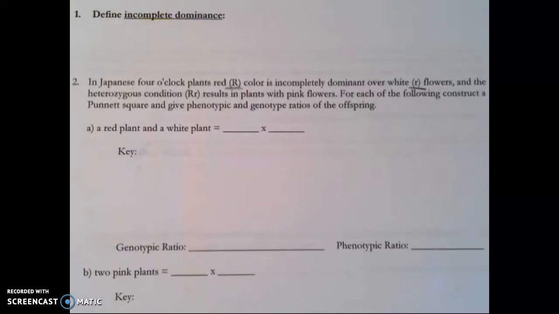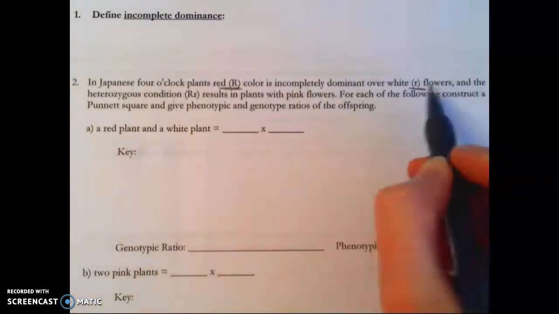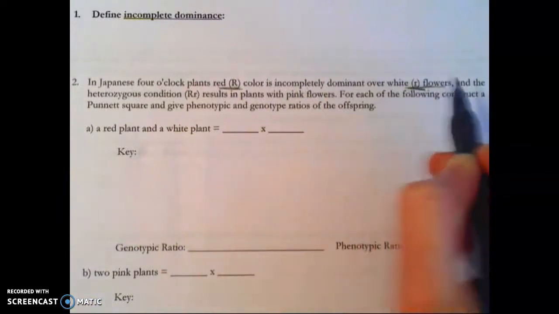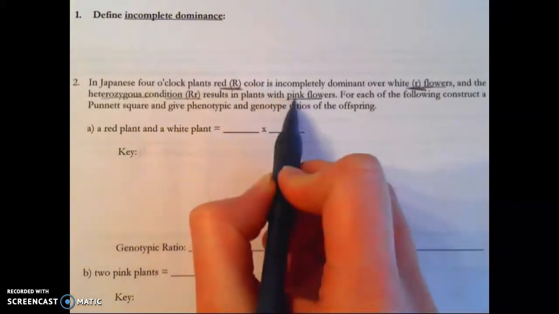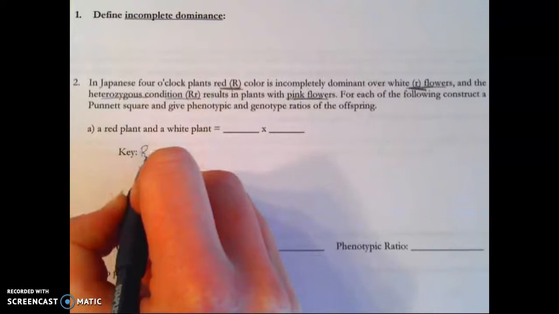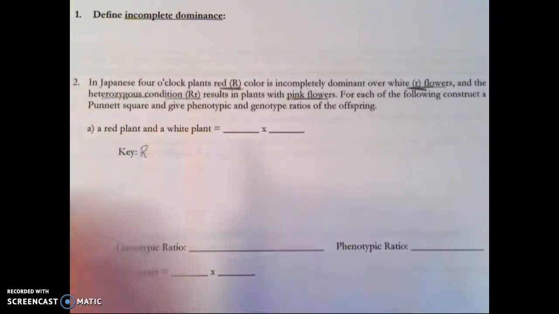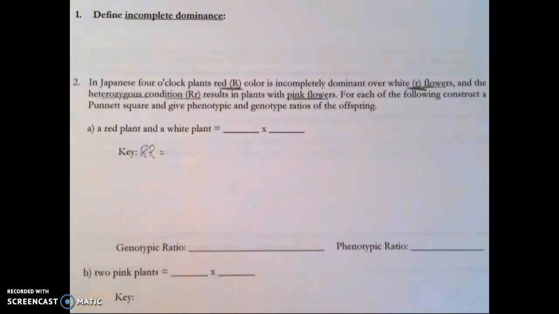In number 2, we're looking at Japanese 4 o'clock plants. And in this case, the red, or capital R, is incompletely dominant over the white, which is lowercase r, and the heterozygous condition gives us a pink flowering plant. So let's start with our key. Remember that heterozygous gives us the mixed combination, so we're going to actually use a complete genotype in our key instead of just an allele.